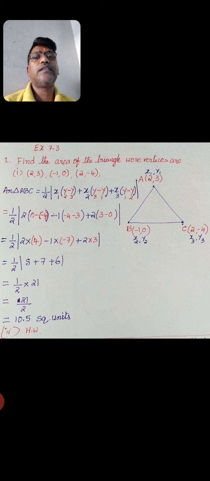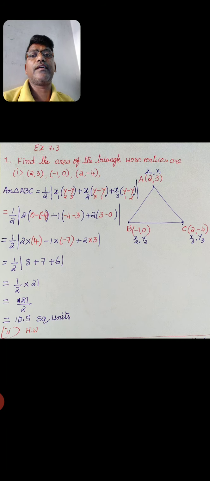I took the coordinates of A as x1 y1, B as x2 y2, and C as x3 y3. This is a new formula I am going to introduce to you, to find the area of a given triangle when the vertices are given. Clear to you? Here I am reading the formula carefully so you remember and practice well. The derivation is not necessary.